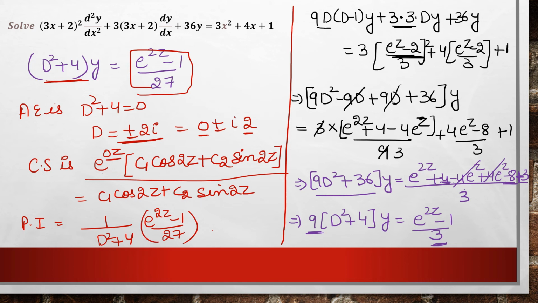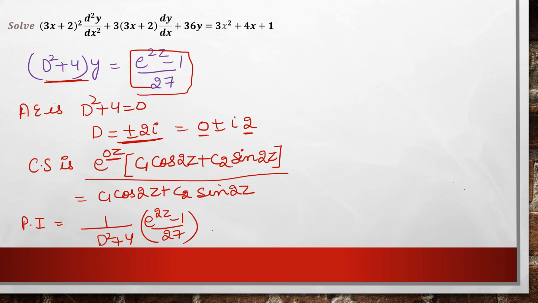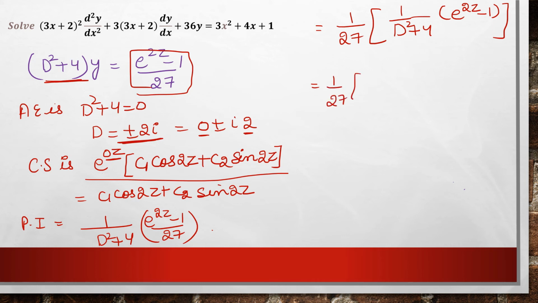Alright. So how can we write this? So we'll write it like this. 1 over 27 we'll take on the other side. So this is 1 over d square plus 4 e power 2z minus 1. Okay, now split this into two parts. So you'll get 1 by 27 as such, 1 over d square plus 4 e power 2z and minus 1 over d square plus 4 into 1. Okay, now because for a constant we don't have any rules as such for particular integral, can I write this thing as e power 0z, because e power 0z is ultimately 1.